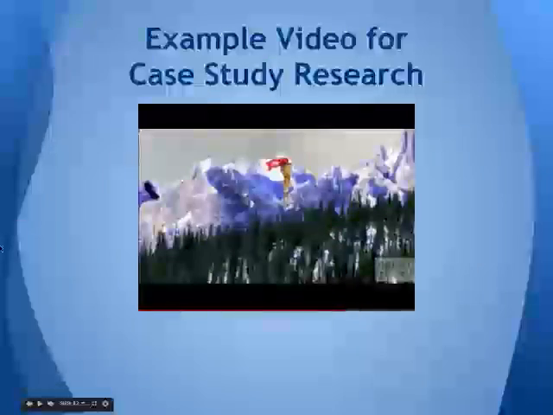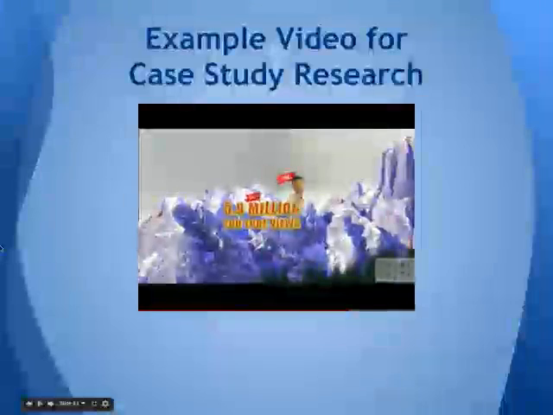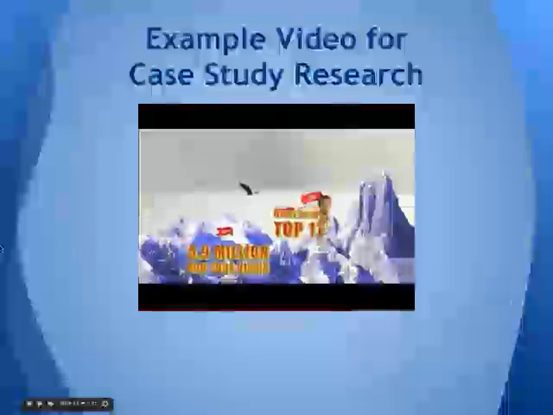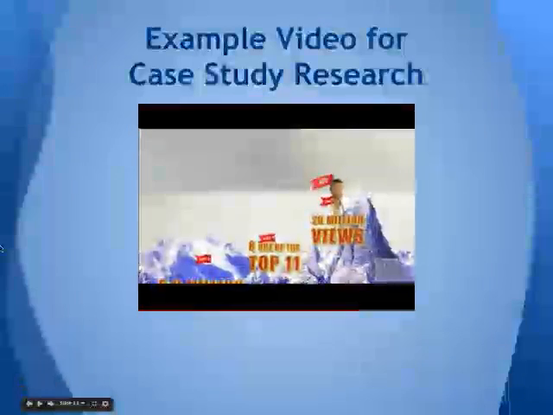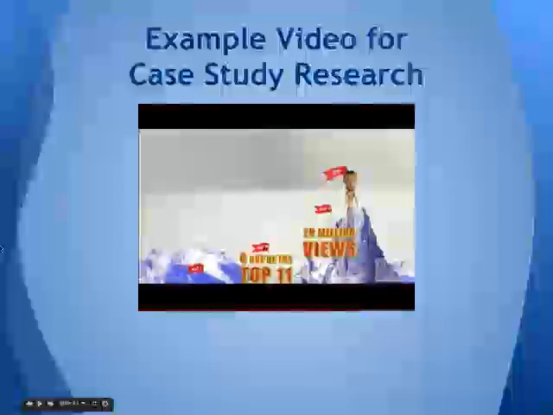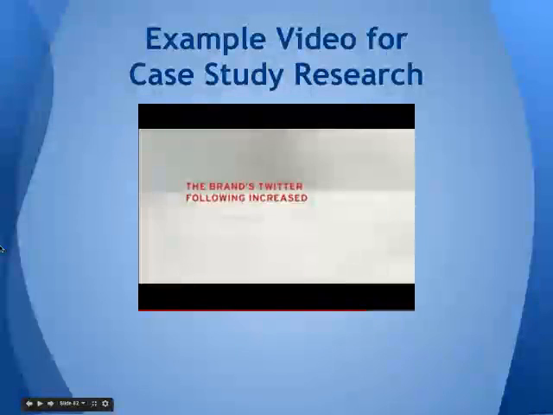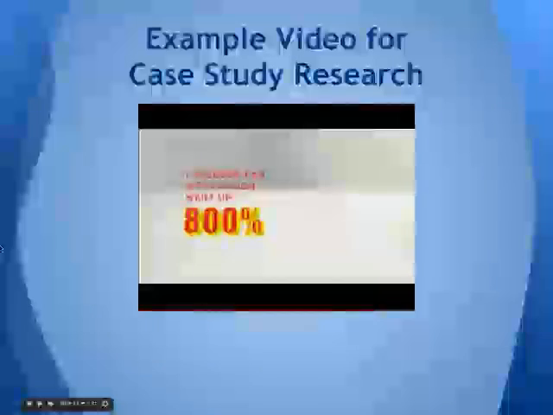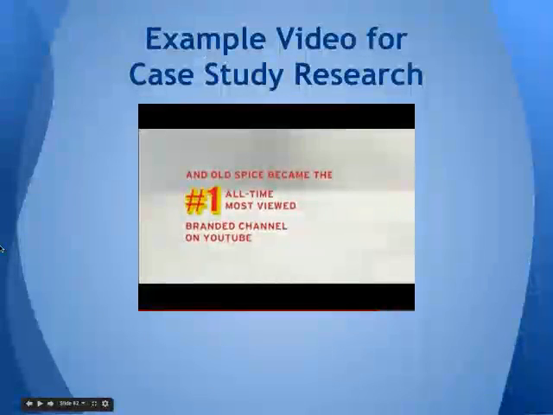On day one, the campaign received 5.9 million YouTube views, more than Obama's victory speech after 24 hours. On day two, Old Spice had 8 out of the top 11 most popular videos on the web. By day 3, the campaign eclipsed 20 million views. And 1 week post-launch, the work had been seen more than 40 million times. During this time, the brand's Twitter following increased 2,700%. Facebook fan interaction went up 800%. Traffic to OldSpice.com increased 300%, and Old Spice became the #1 all-time most viewed branded channel on YouTube.